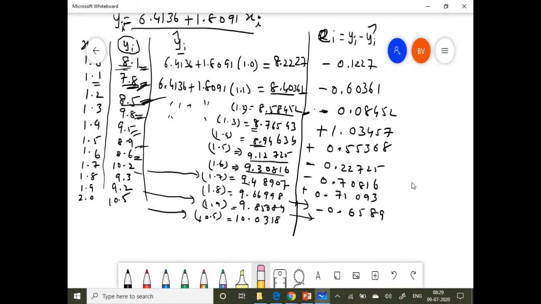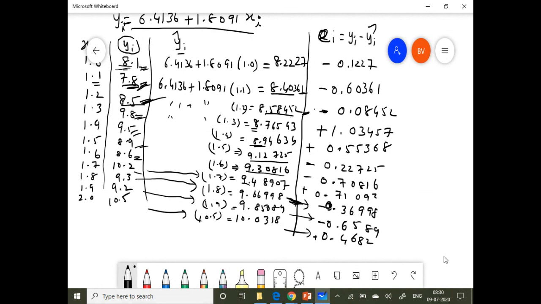Okay, sorry, small error. Here the value might have been this one, and when you subtract 9.66998 from 9.3, you will get negative 0.36998. Here I get negative 0.6589. Finally, this will be positive 0.4682. So there are some positive values and some negative values.